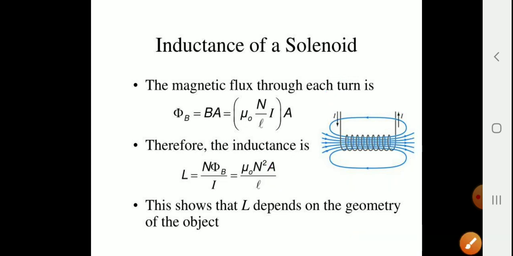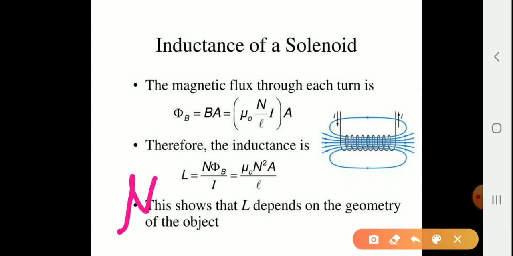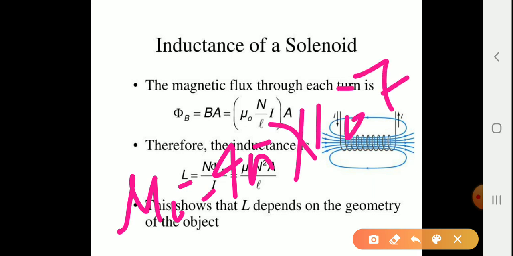The value of mu 0 is equal to 4 pi into 10 to the power minus 7 Henry per meter. And n is the number of turns of the coil, A is the cross section area of the solenoid in meter square, and l is the length.